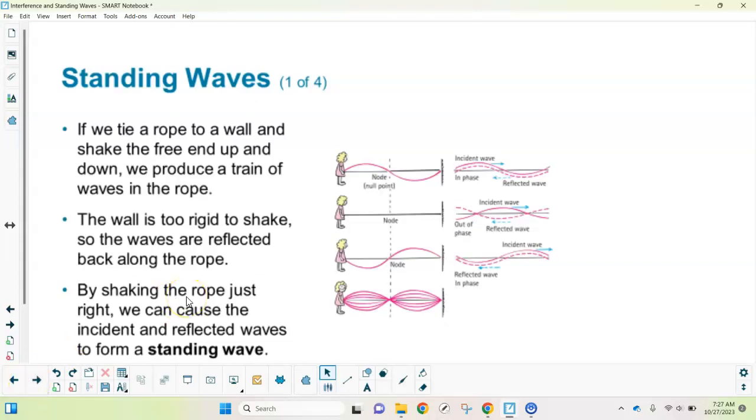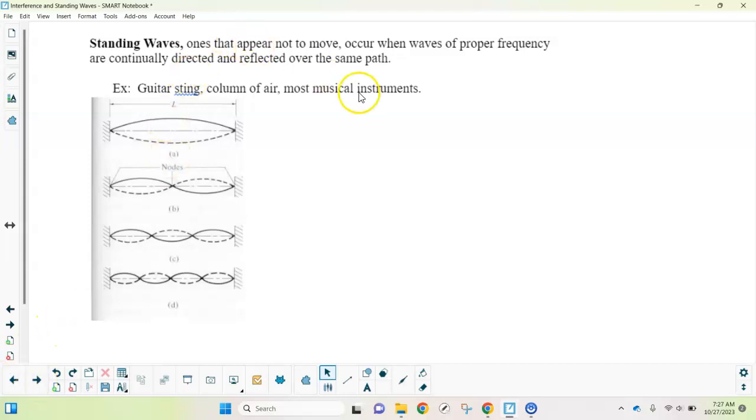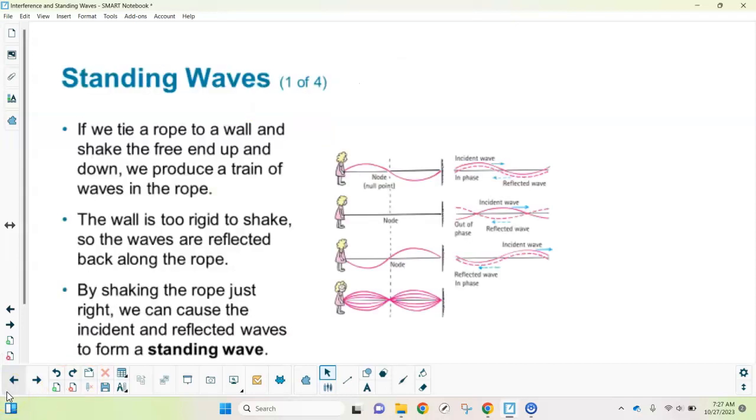All right. So another interference phenomenon that happens in lots of different things is called a standing wave. A standing wave is one where the wave appears not to move, but that's not really what's happening. There are waves moving. It's just that because of the way they are lined up, they produce this pattern where it appears not to move. There are lots of situations: guitar strings, columns of air. Most musical instruments use standing waves to produce sound. We're just going to focus on the strings because it's a little bit easier to understand.